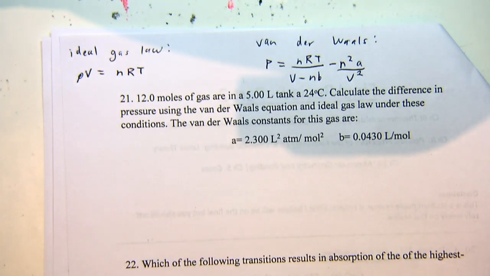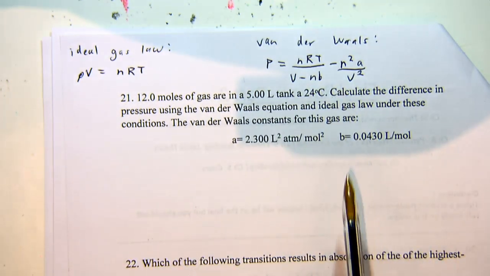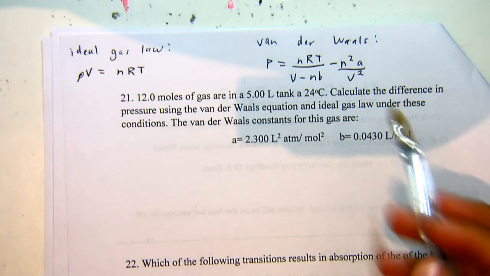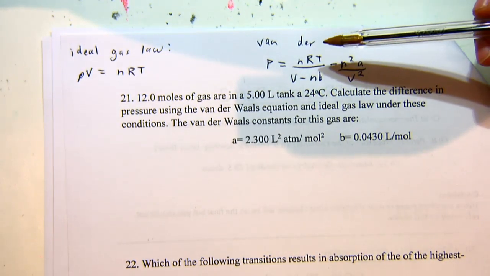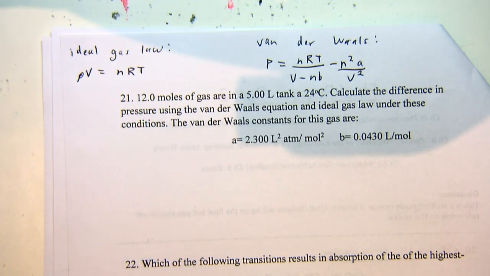unless the equation gives you everything else and you just have to solve for that. But in this case, this is the a and b that was discussed, that they gave you. R is a constant, and T is temperature, V is volume, and n is the number of moles.